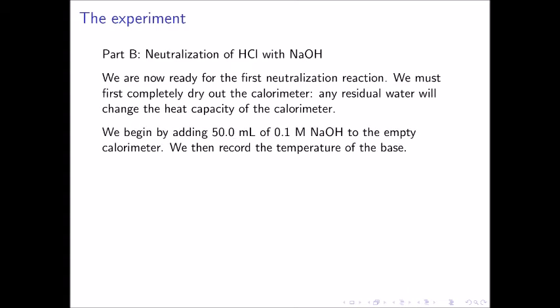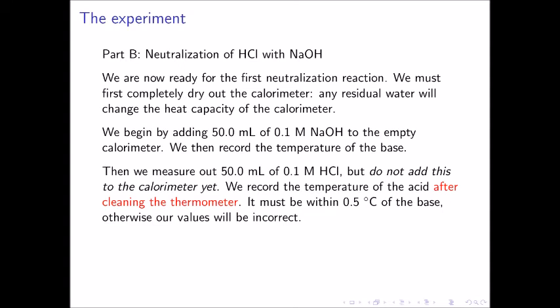First, we begin by adding 50 milliliters of 0.1 molar sodium hydroxide to the empty calorimeter, and we record the temperature of the base. Next, we measure out 50 milliliters of 0.1 molar hydrochloric acid, but we do not add this to the calorimeter yet. We record the temperature of the acid once we have cleaned the thermometer well. If we do not clean the thermometer, the residual sodium hydroxide will partially neutralize the acid before we're ready for the experiment to begin. Note that the temperature of the acid must be within about 0.5 degrees Celsius of the base, otherwise our values will be incorrect.